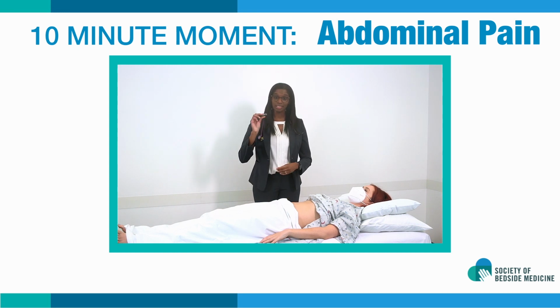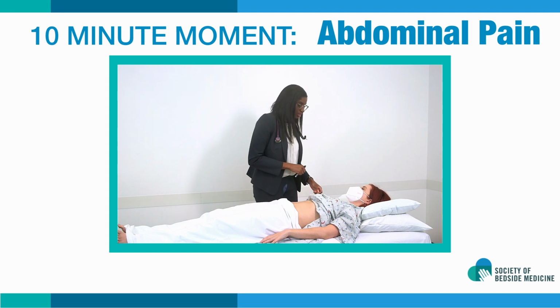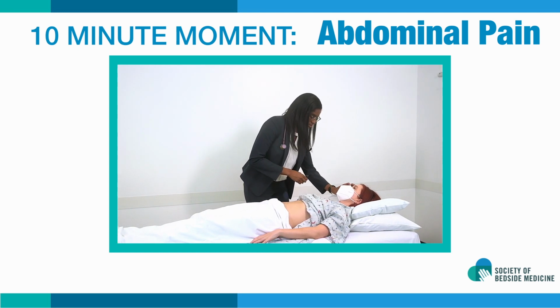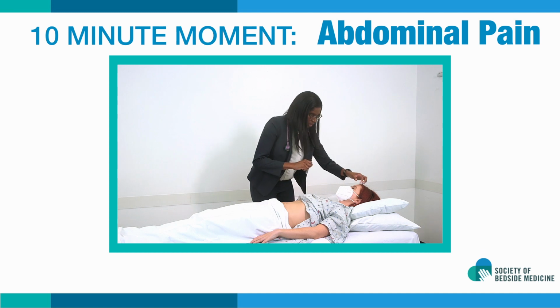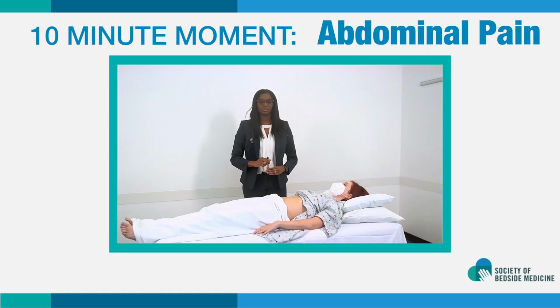You will need a pen light for this exam. And I'm simply going to ask the patient if she would mind if I opened up her eyes just briefly so that I can take a very detailed look at her conjunctiva. Okay. Now I'm going to shine the light directly into her eye, and I'm going to evaluate both eyes. And I do not see any yellowing.